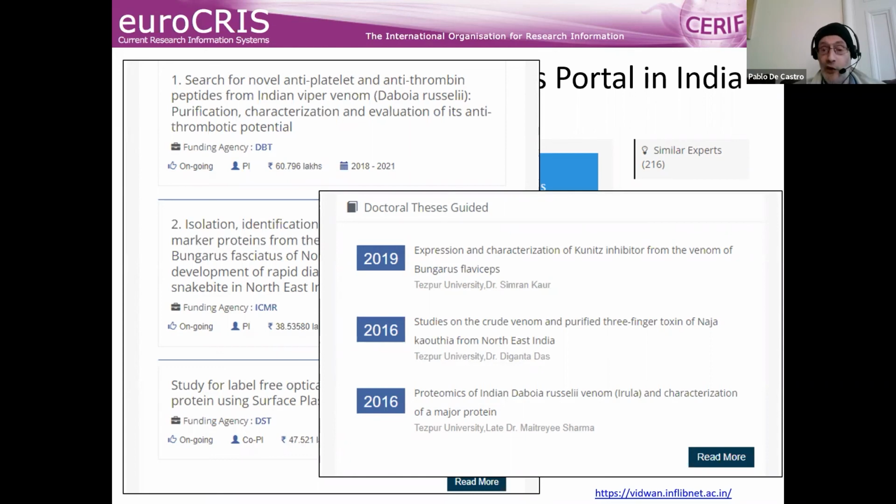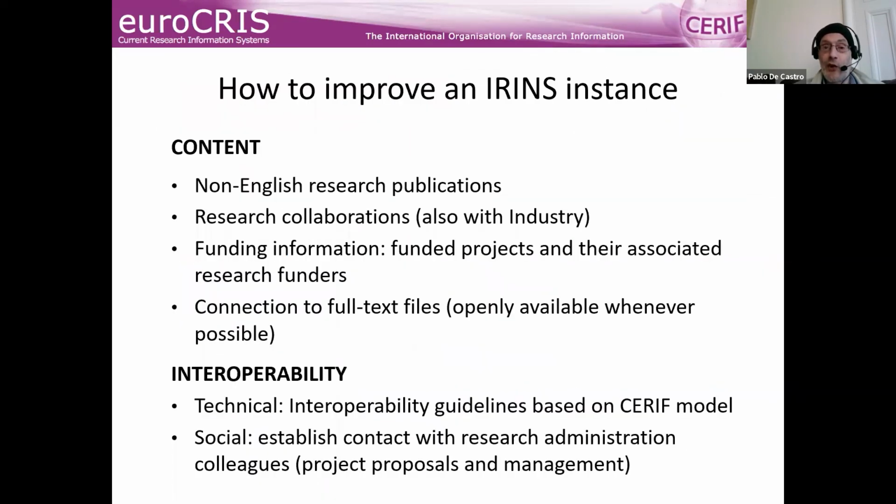So the information is actually there, or part of it anyway. The problem is that there is no interoperability, so we're not able to expose it to international aggregations of research information, meaning that the snapshot is not capturing the open science that may be carried out in India. So here you have a number of recommendations for improving specific CRIS instances at universities or research centers in India.